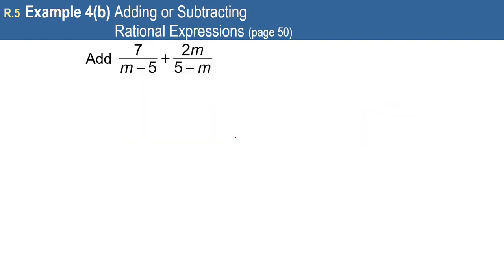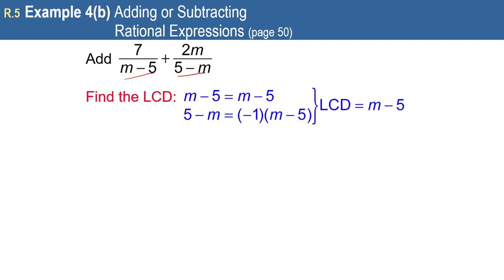In this case, we have 7 over m minus 5 plus 2m over 5 minus m. The denominators look very similar, but they're not quite the same. So I'm going to factor out a factor of -1. Notice that we can change the second term here by taking out the factor of -1, and that gives us -1 times m minus 5. So our LCD is going to be that m minus 5.